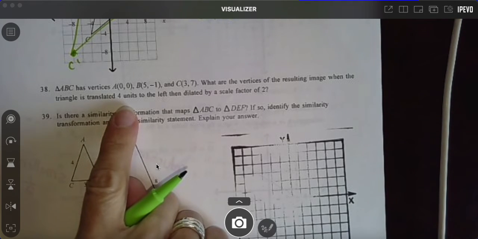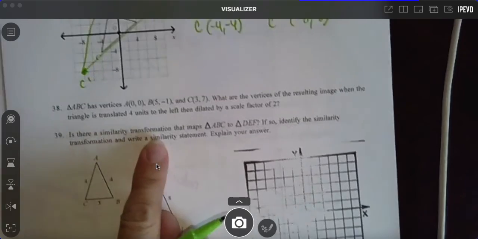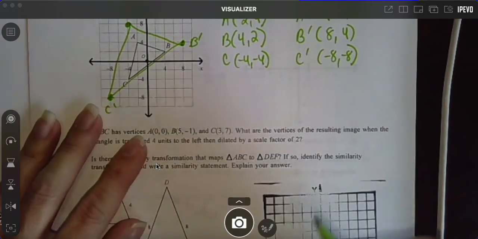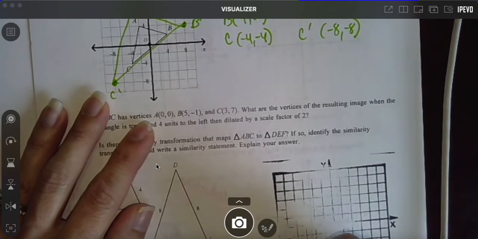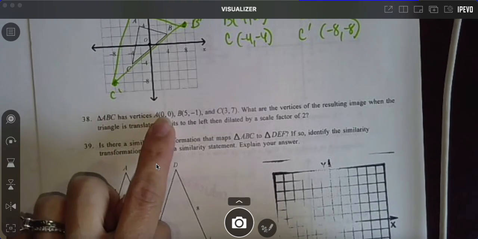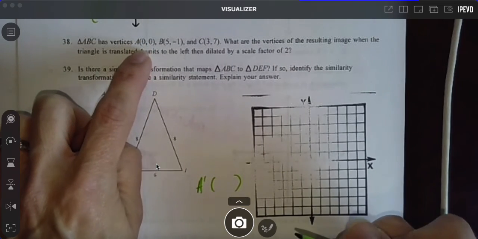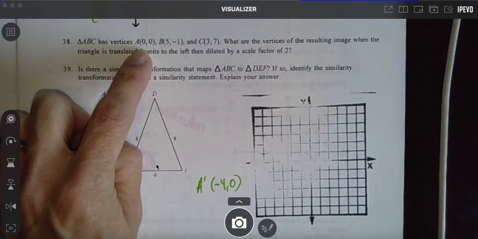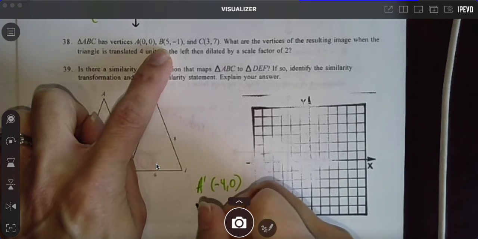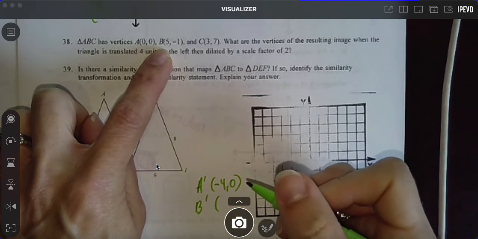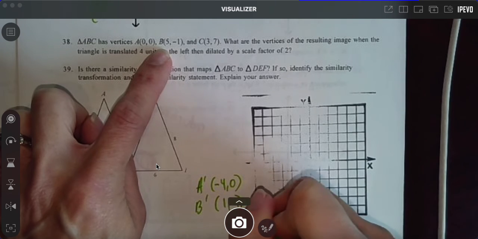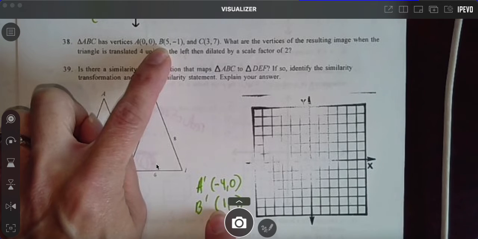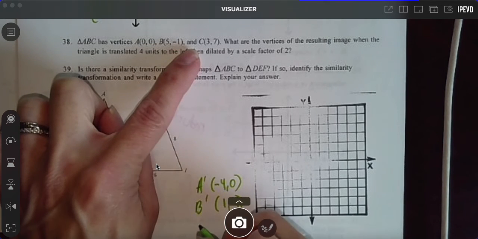It says that this triangle is translated 4 units to the left. So, y'all, I'm going to write those new points real quick. All right, if I move 4 units to the left, what's my new ordered pair from 0, 0? It's negative 4, 0. Does everybody see that that moved me to the left 4? What's this one going to be to the left 4? 1, negative 1? Where did I get that? Your 5 minus 4 is what? 1. Now let's look at point C.